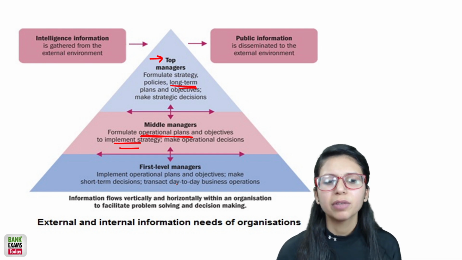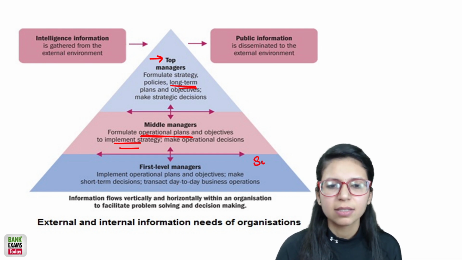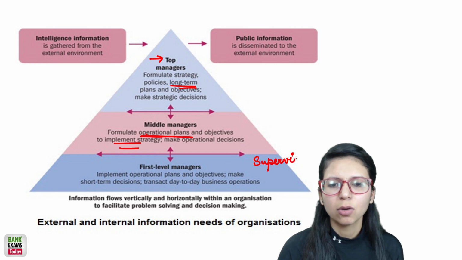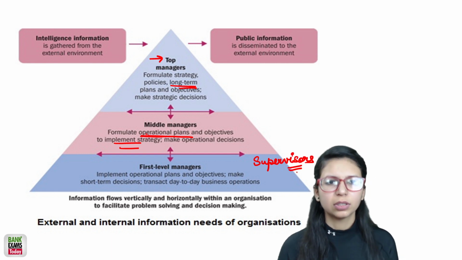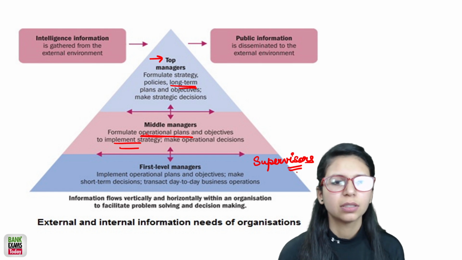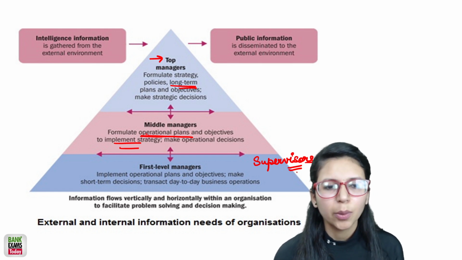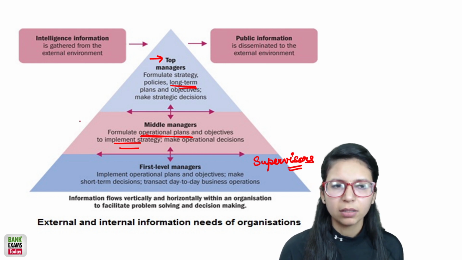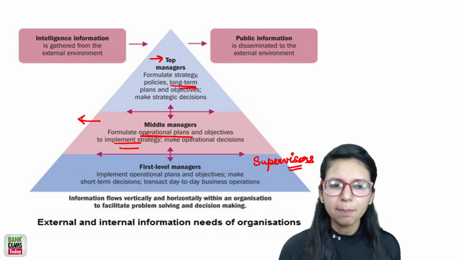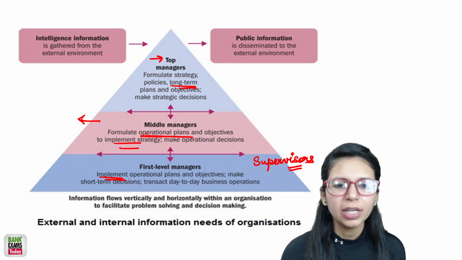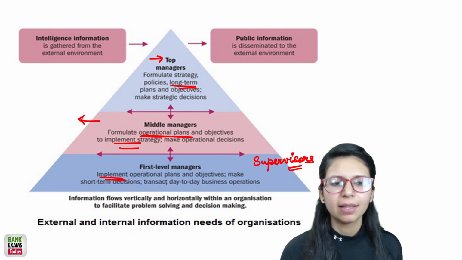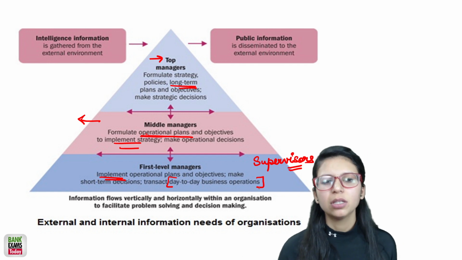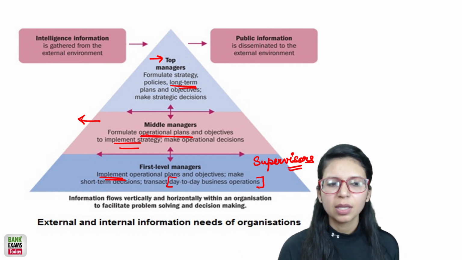Okay, and then the lowermost managers are first level managers, or we can also call them supervisors. Supervisors are also at the lowermost level of this triangle of levels of management. Here, whatever operational policies are made by the middle managers, they implement. They don't formulate policies, they implement them. But what decisions they make are day to day decisions only. Okay, so that is important here.